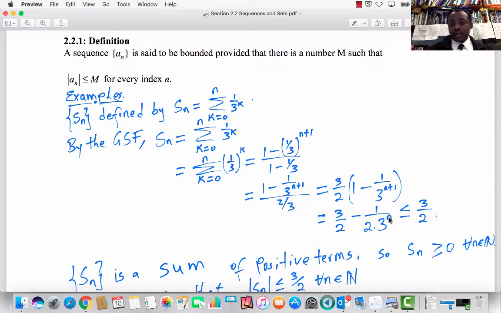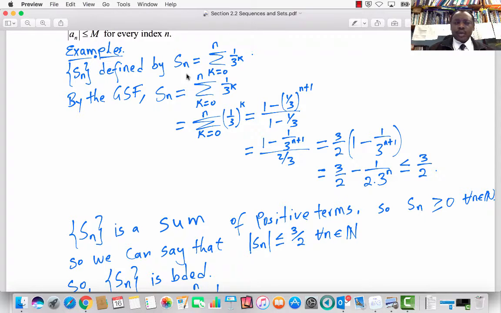2 is a positive number. n is a natural number, so it's positive. 3 is positive, so 1 divided by 2 times 3 to the n is positive, and I'm subtracting a positive number from 3 divided by 2. No matter how small this number is, the difference will be less than or equal to 3 divided by 2. So we can say that Sn is less than or equal to 3 over 2. Put a pause right there.